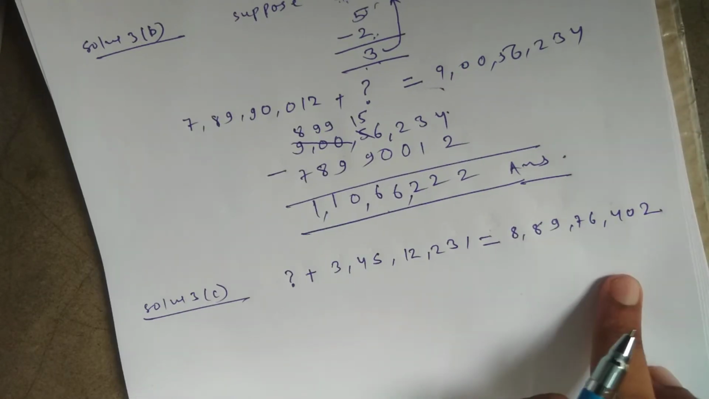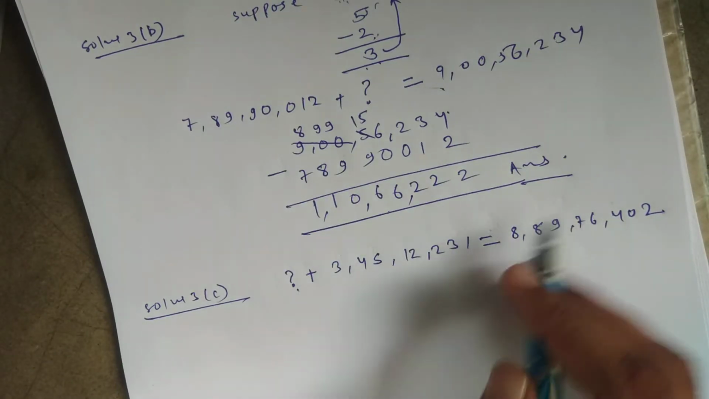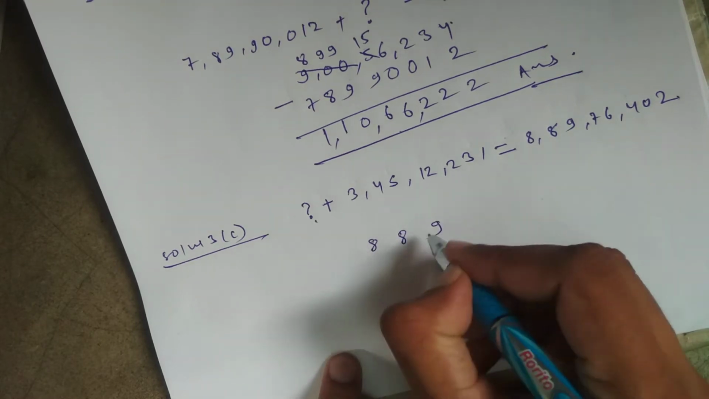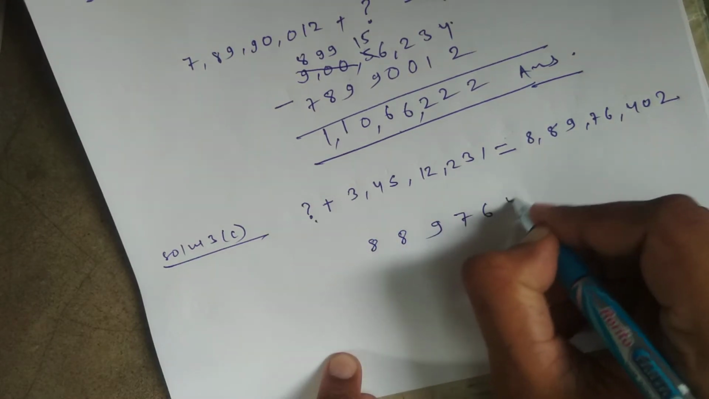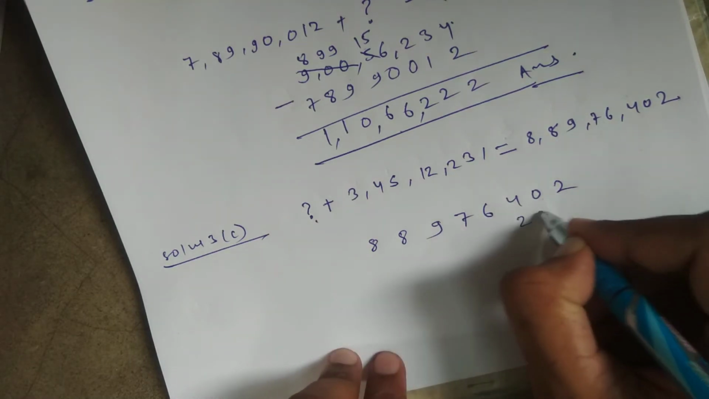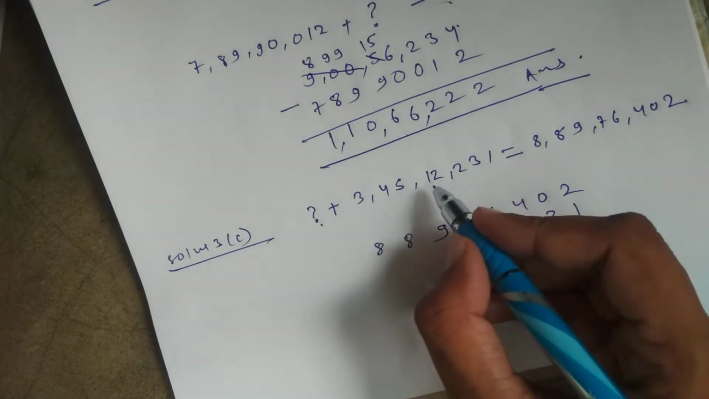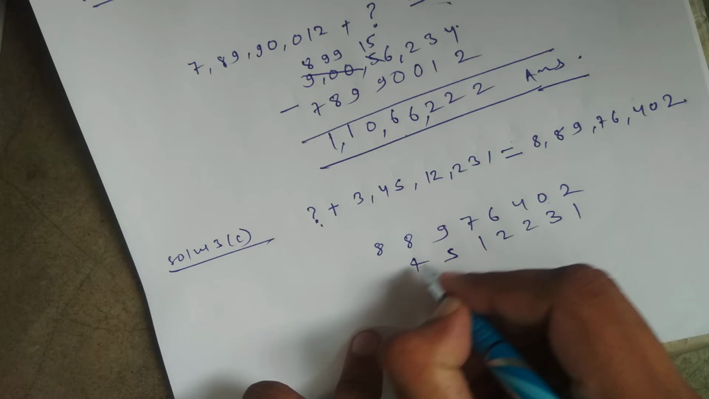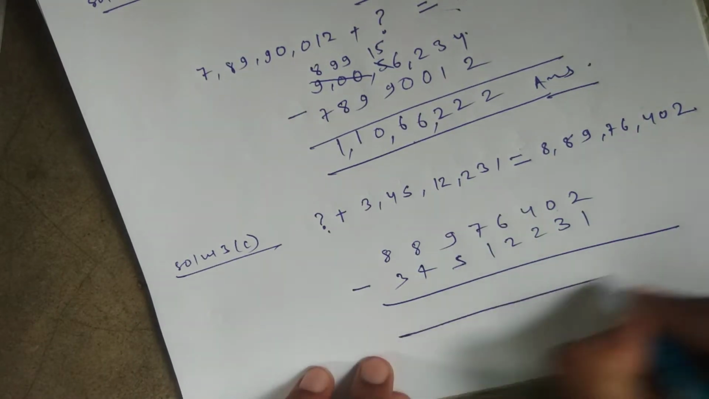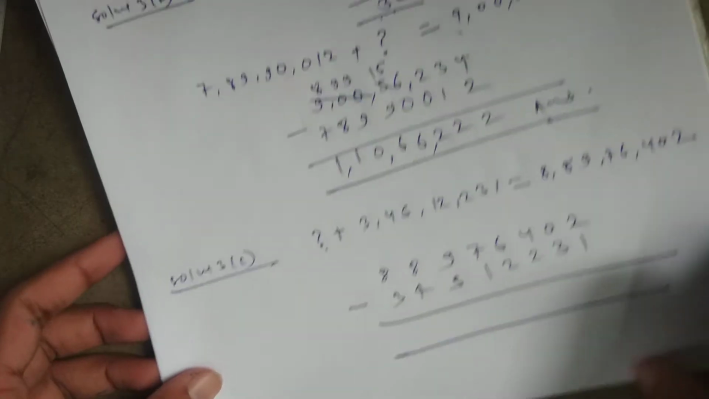402, this number. Same like that, how will you find this number? When you subtract, like 8 8 9 7 6 402, 231, 21, 543. Okay, you have to solve and you have to give me the answer. Can you do that?